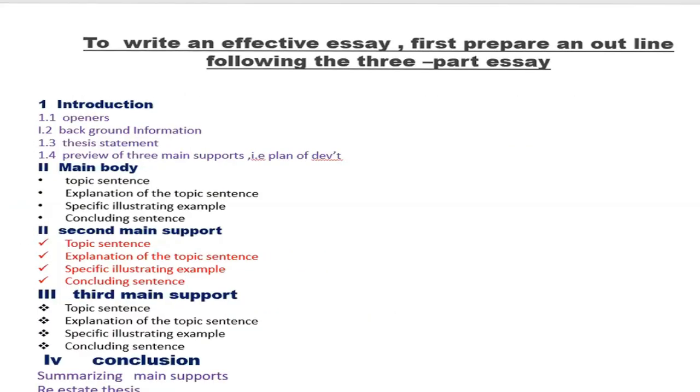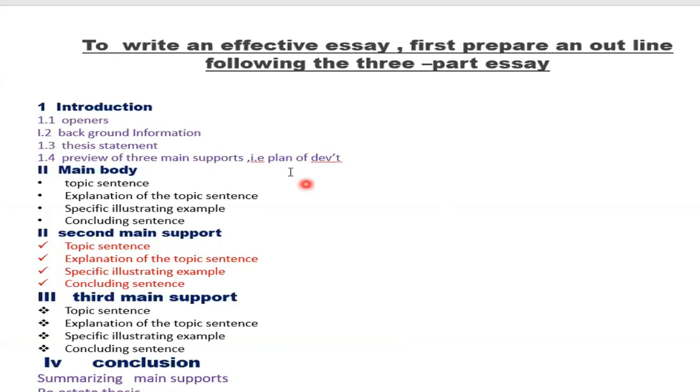I'm going to finish this part. This is the summary part of today's essay lesson. To write an effective essay, look at the PowerPoint, please, my dear students. It's a very short note, very interesting. To write an effective essay, first prepare an outline, following the three-part essay. Introduction. I have already discussed before. I'm summarizing what I have explained. Openers.